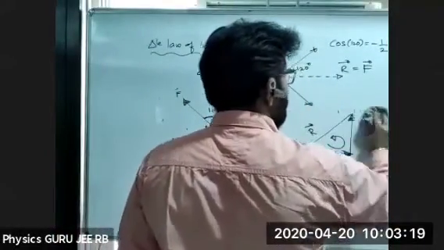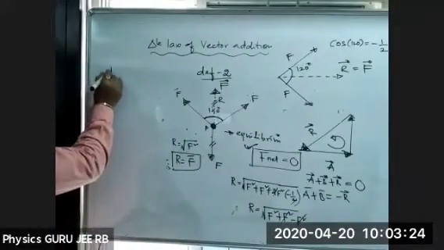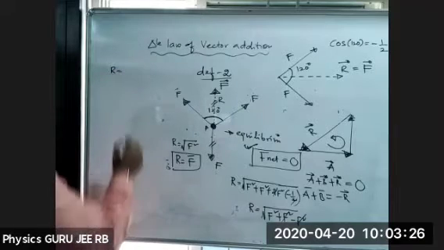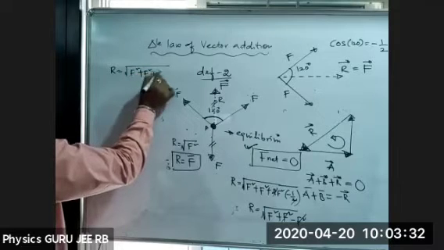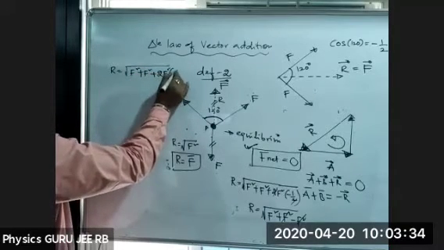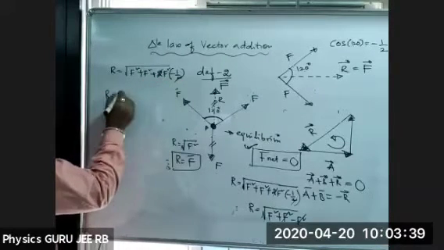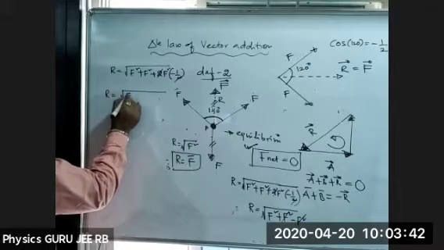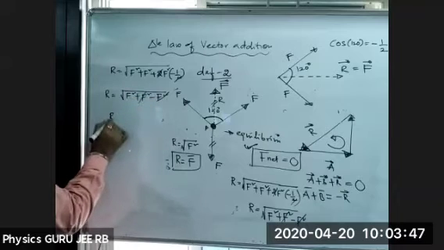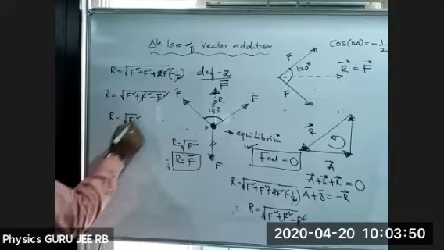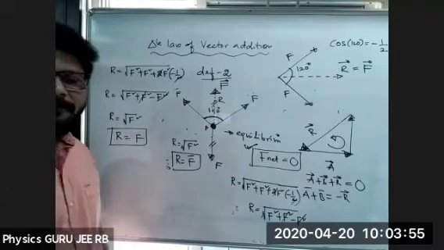Now look here. R is equal to under root of F square plus F square plus 2F square cos of 120, which is minus 1 by 2. So the 1 and 2 will get cancelled, under root of F square plus F square minus F square. These two will get cancelled. R is equal to under root of F square. R is equal to F. That's all. Are you able to see now? Yes.